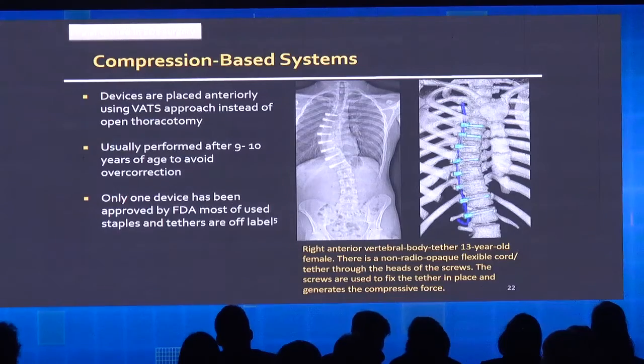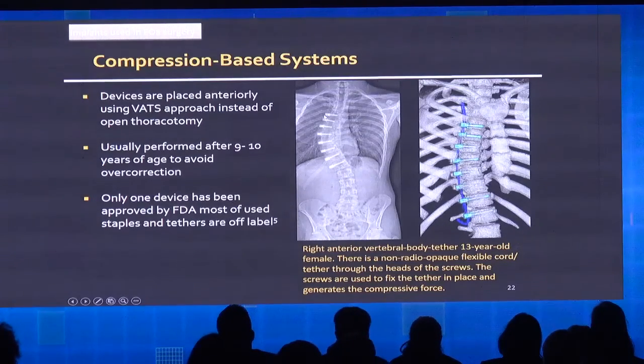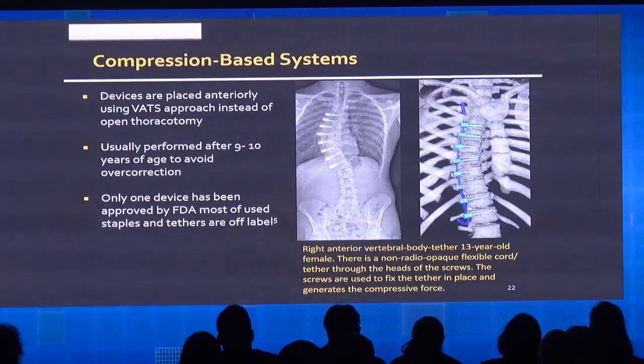Here is an example of another compression device, which is a tether. You've got screws with holes, and through the holes of the head of the screws, you've got, I would say, a string, which is placed through that, connected to the screw, and which prevents the growth of the spine on the convex side.